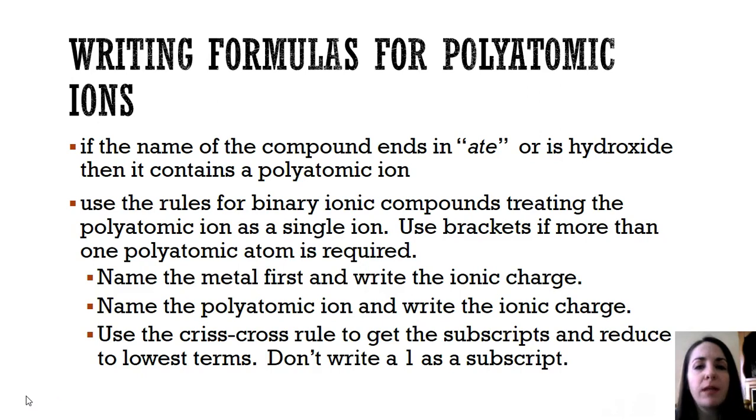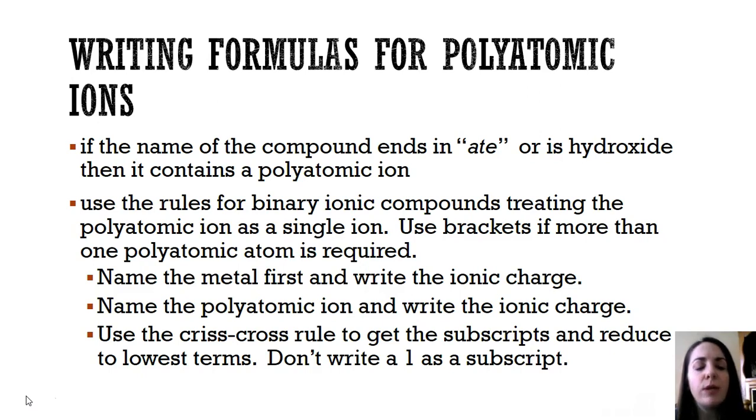So to write the formula, we use the same rules that we do for binary ionic compounds. So we can use the crisscross rule. And the only difference is that we're treating the polyatomic ion as a single unit. So if there is more than one polyatomic ion needed in our formula, we have to use brackets around it to show that the little subscript goes over the whole ion, not just the last element in it.